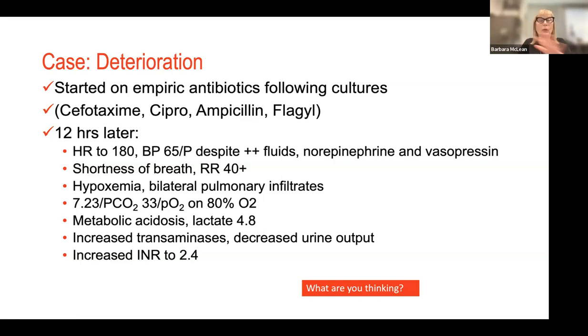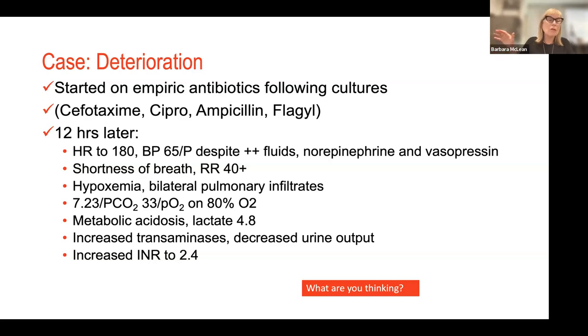She's hypoxemic with bilateral pulmonary infiltrates. She gets intubated, and on our first blood gas on 80% FiO2, she has a pH of 7.23, PCO2 at 33, and her dissolved oxygen level is about 78. I can't really remember, and I'm sorry I didn't put it in here. And she also presents with profound metabolic acidosis, and her lactate level is 4.8.